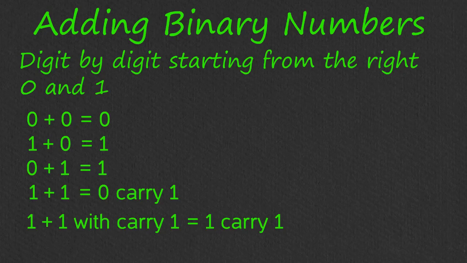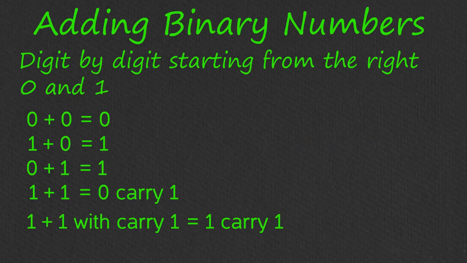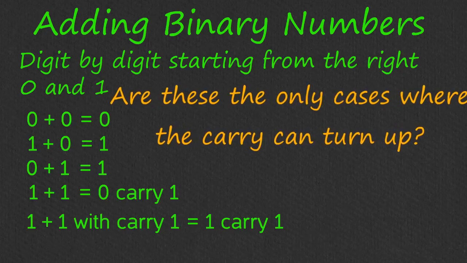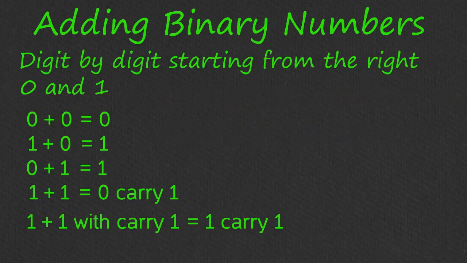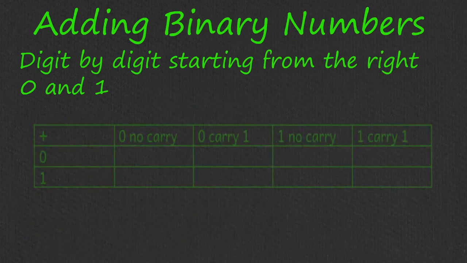You can probably agree with me that the carry will pop up quite often when adding binary numbers together. Now, are these the only possibilities for carry when adding two binary numbers together? Well, not quite. What if we already had a carry from the previous column? To investigate all these options, let us use a handy table again.